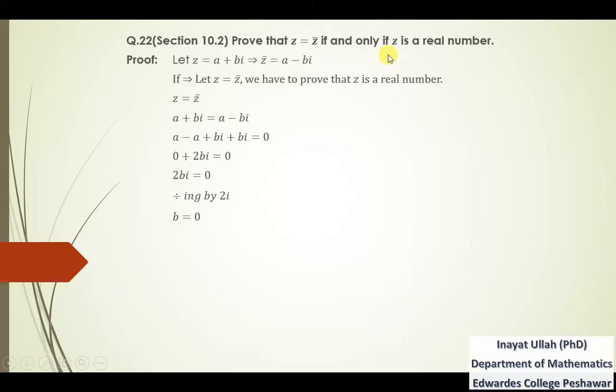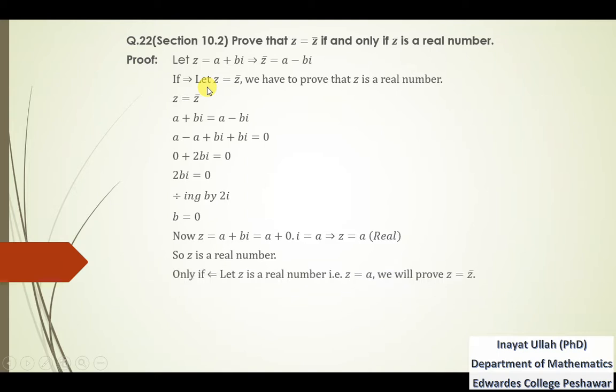Now we need to show that Z is real. As Z is a plus b iota, replacing b by what? Replacing b by 0. So whenever b is 0, that will become a plus 0, which is a. So Z is equal to a, and we see here that this Z is actually real. There is no imaginary part, so Z is real. So Z is real whenever Z is equal to Z conjugate. So the first part, the direct part, is proved.